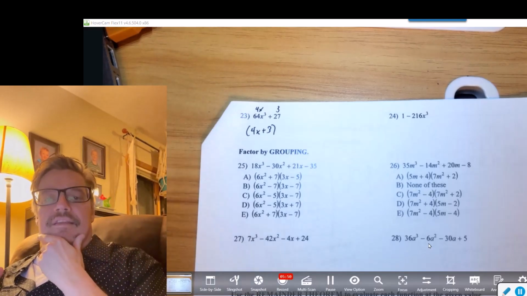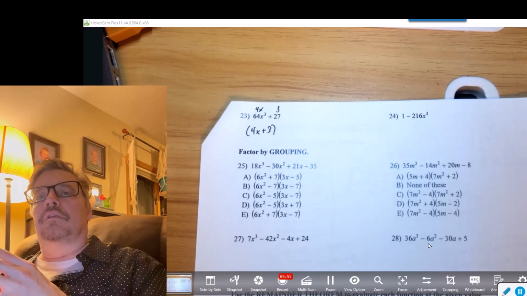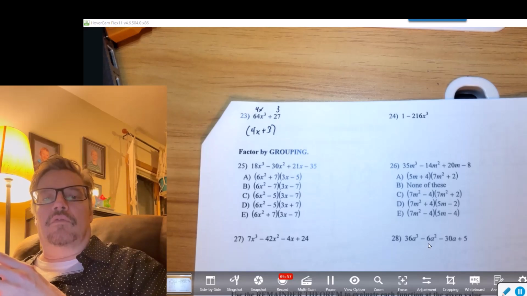Oh shoot. Looks like the low battery thing came on and might have stopped the recording there for a second.